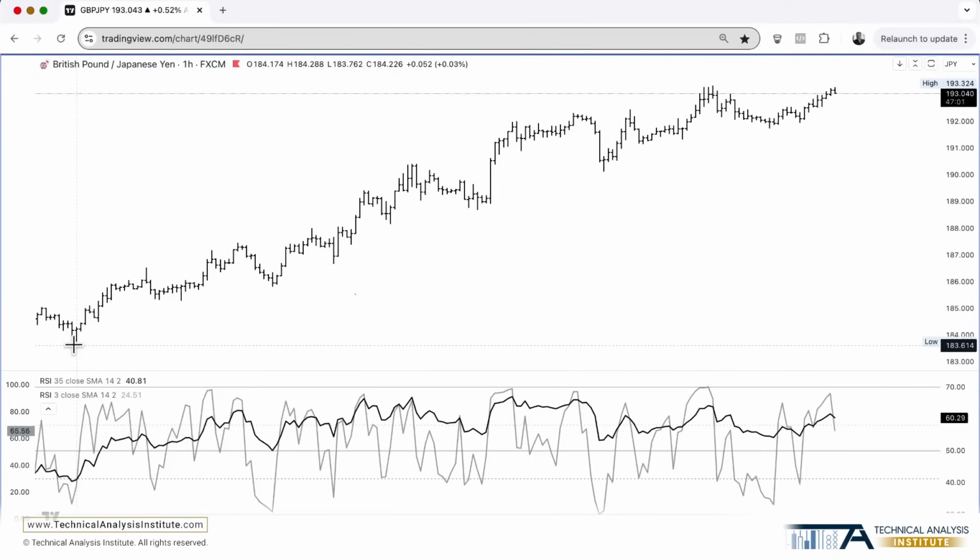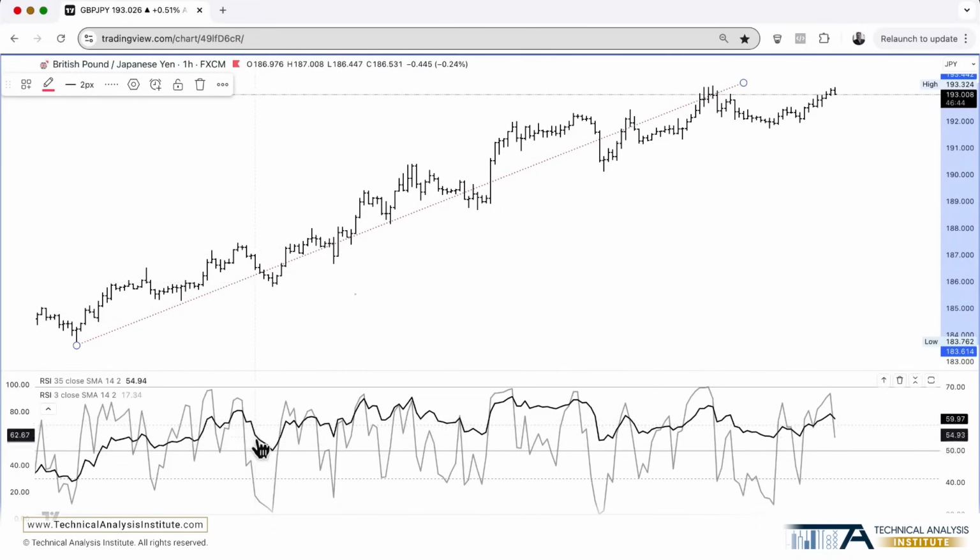And you could say, well, I could actually put a trend line there, right? You could start thinking, well, I'm going to put a trend line there and see if this is an uptrend. And then prices come down and penetrate that trend line, but the RSI 35 remains above the 50. Now you say, oh, this is a confirmation of an uptrend.